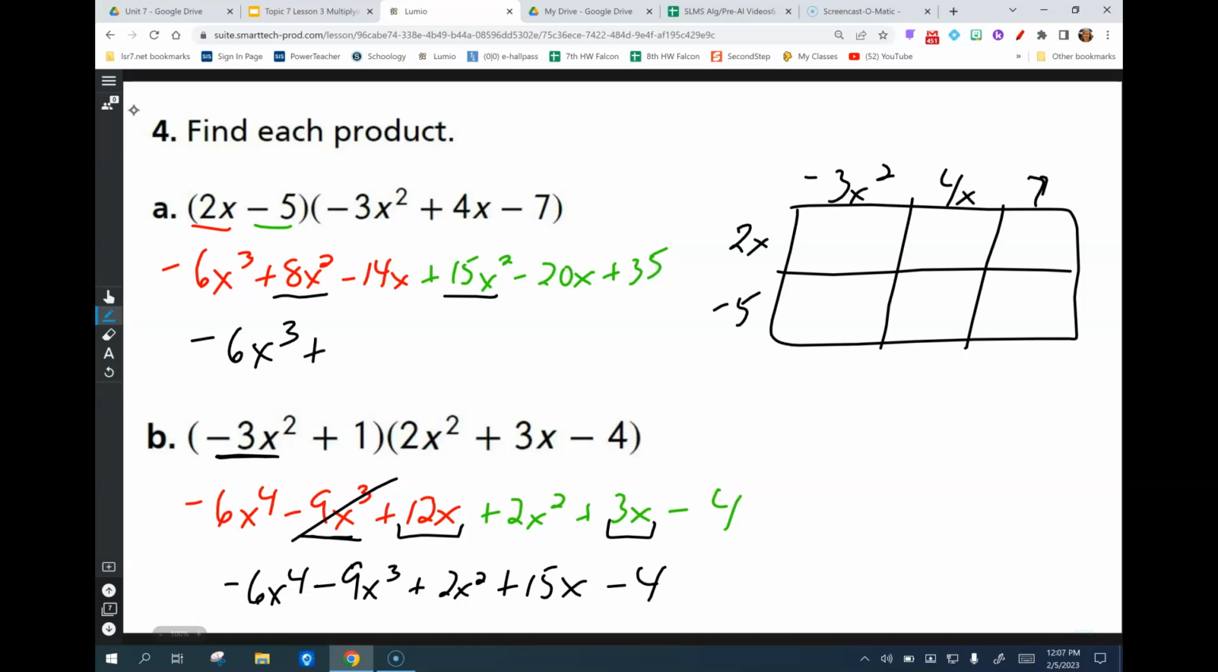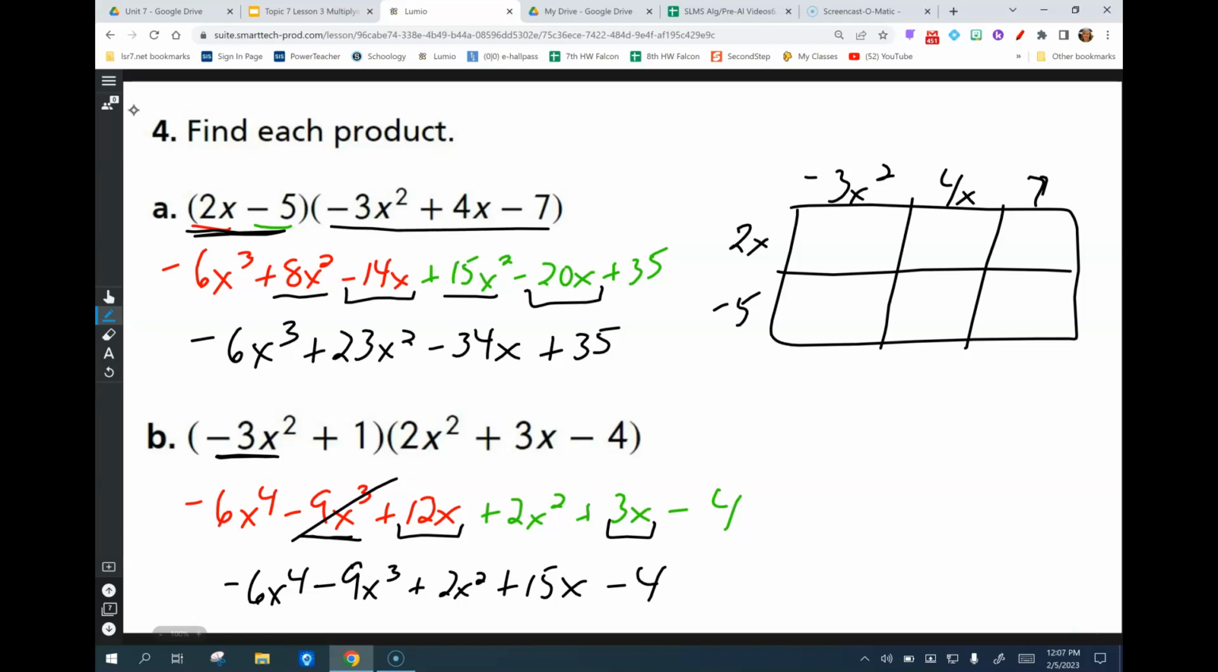And that'd be 23x squared. Negative 14 and a negative 20 is negative 34x. And then plus 35. So that's how to multiply a binomial times a trinomial. And again, you would have gotten that same answer had you done the box.